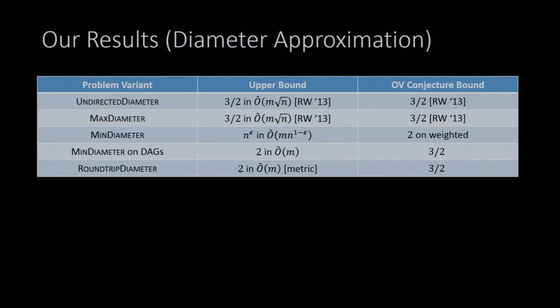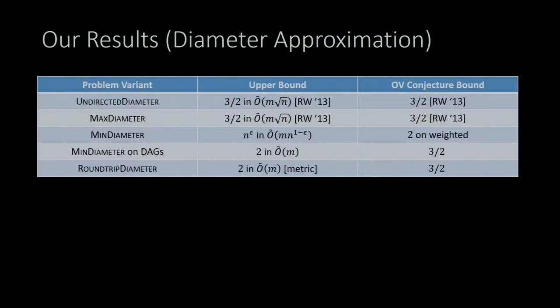Like I said, the minimum eccentricity problems are rather difficult. One interesting case for them is the case of DAGs. On a DAG, minimum eccentricity is the only non-trivial definition of eccentricity. For everything else, because the distance between u and v is always infinity in one of the two directions, all the problems become trivial. So min diameter remains hard even for DAGs.